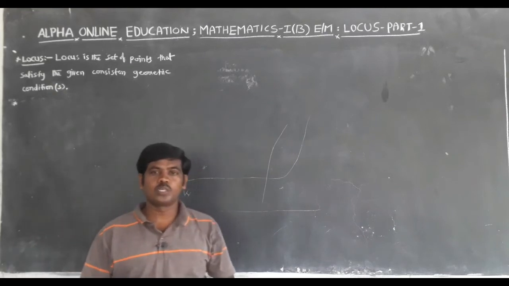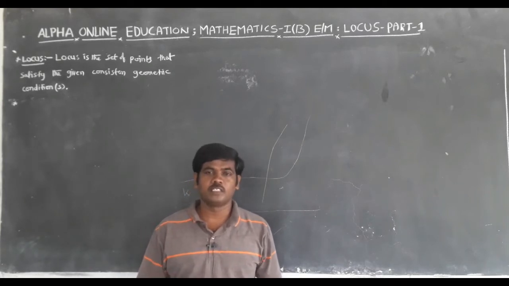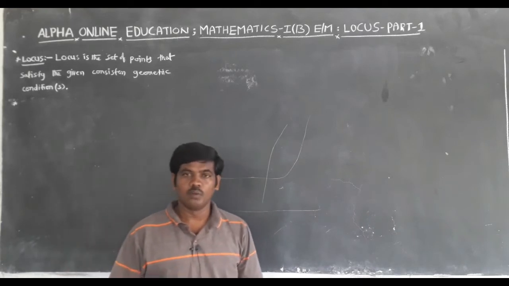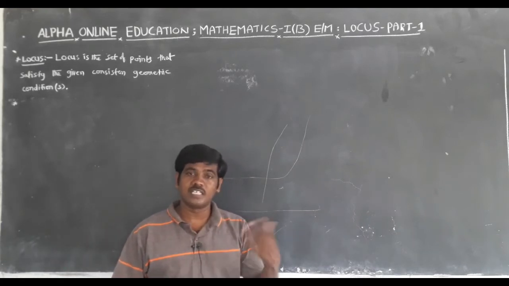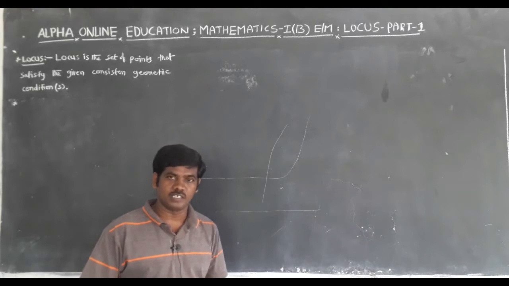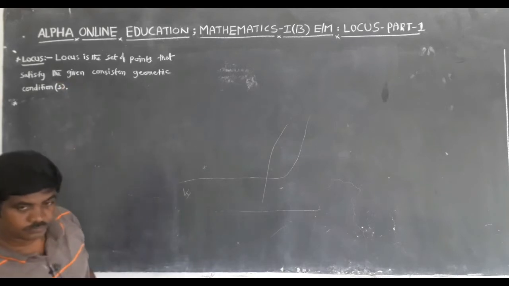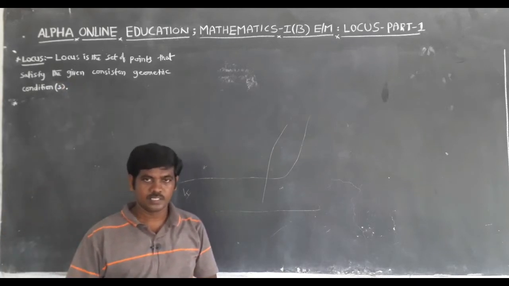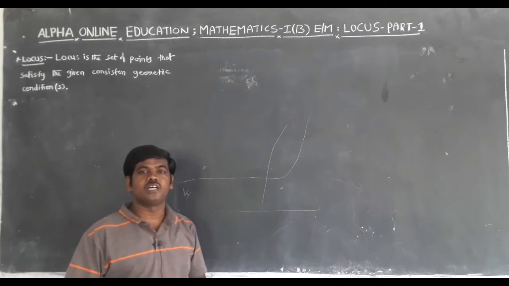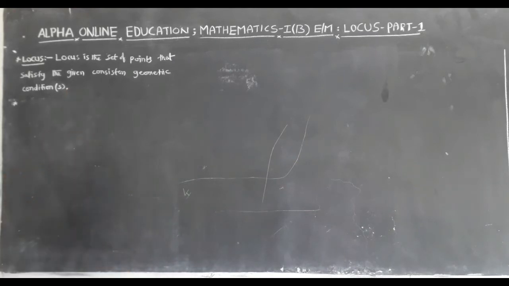Locus means the set of points that satisfy the given consistent geometric condition or conditions. This is the definition of the locus.